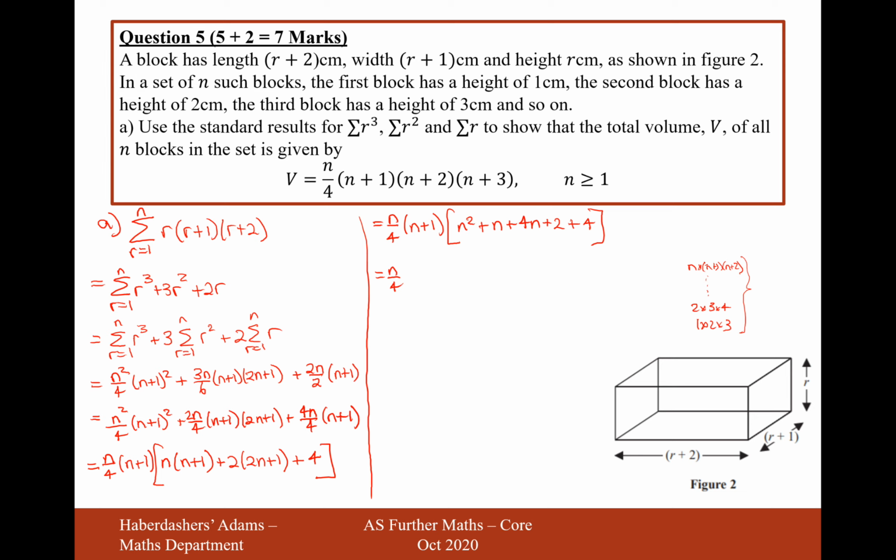So n over 4, n plus 1 is going to be n squared plus 5n plus 6 equals n over 4, n plus 1, and then factorise this, n plus 2, n plus 3. And there we are, n is greater than or equal to 1. And there we are, that's the answer for this question here. N over 4, n plus 1, n plus 2, n plus 3. We've shown it there.